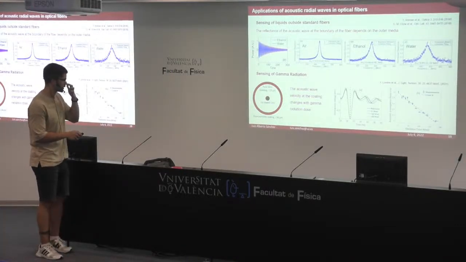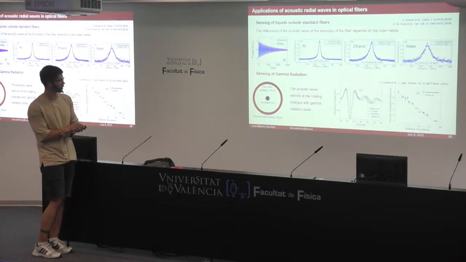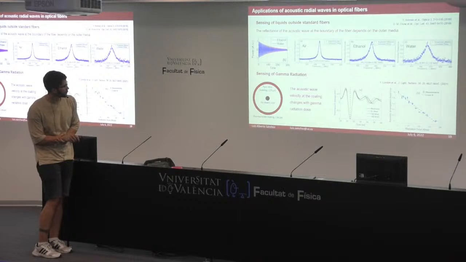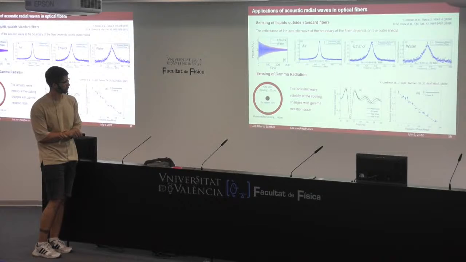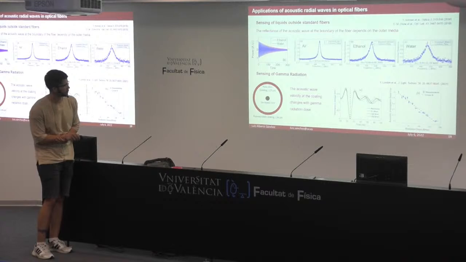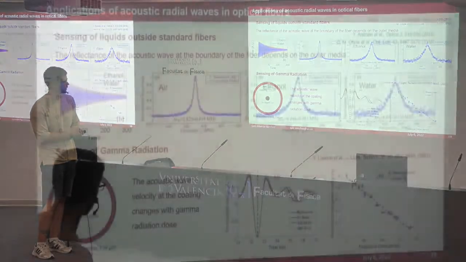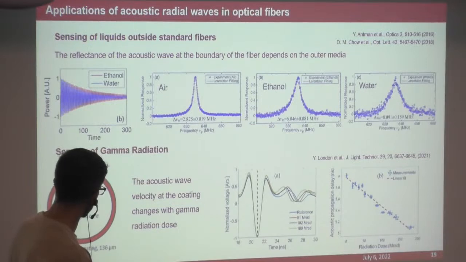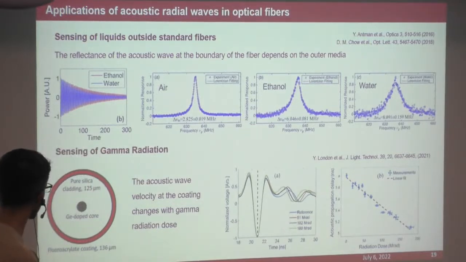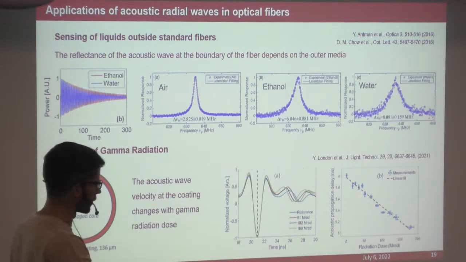So what we can see is a temporal trace again, like this one and the previous ones. The blue one is the reference with no dose of gamma radiation, and then with different doses. You can see this is the main oscillation that is caused when the optical wave goes to the boundary between silica and the coating, and goes back. And this secondary one is the one between the two boundaries of the coating, between the silica-coating boundary and the coating-air boundary.